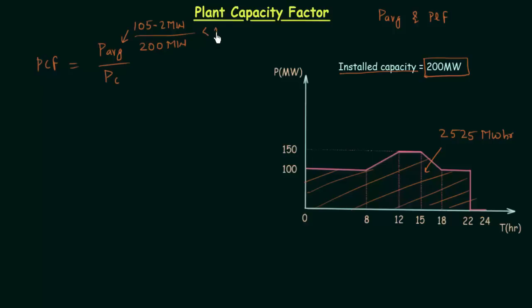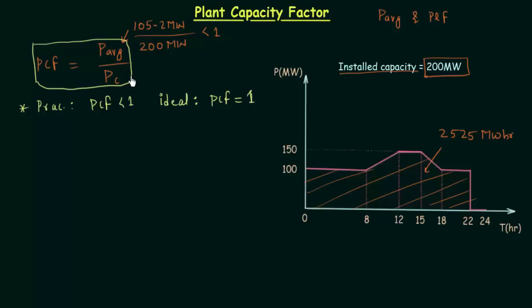and you can see it is less than 1. So in practical cases, the plant capacity factor is less than 1, and in ideal case PCF should be 1. This means average power must be equal to the plant capacity. So this is the small introduction about the plant capacity factor. You can follow this to find out the plant capacity factor, and this is one way to calculate the plant capacity factor. Now we will talk about other way to calculate the plant capacity factor.